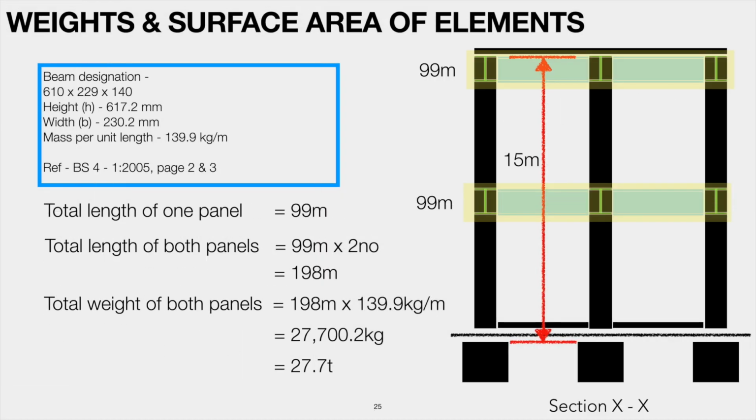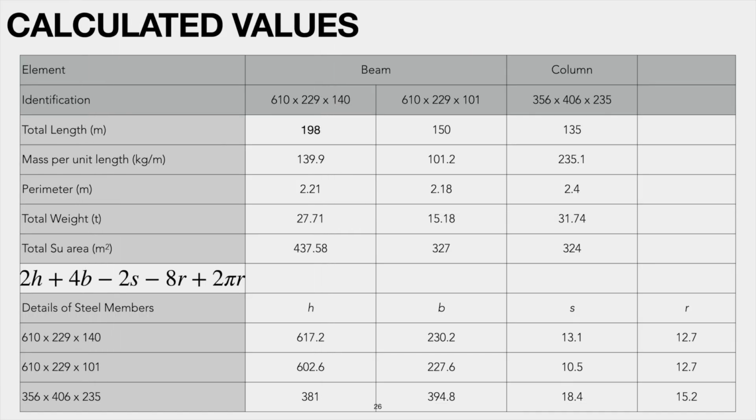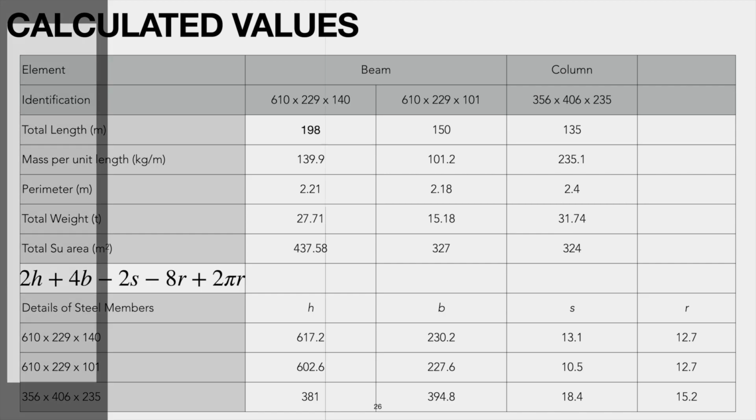As per NRM2, weight in tons of steel members is the unit of measure. Therefore you need to calculate the total weight of steel members, and to do that you need the mass per unit length of the steel member, which is based on BS 4-1, 2005. As per the BS standard, the weight per meter length of a 610 by 229 by 140 steel member is 139.9 kilograms. Thereafter you need to multiply the weight per meter length by the cumulative length of the steel member. Now you can see the calculated weights and surface areas of all beams and columns in relation to this building.